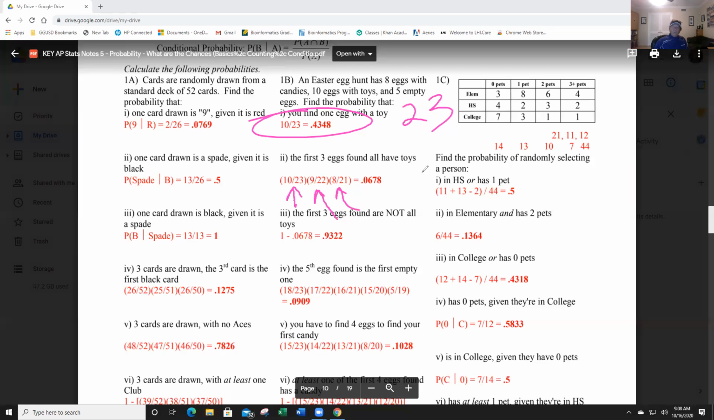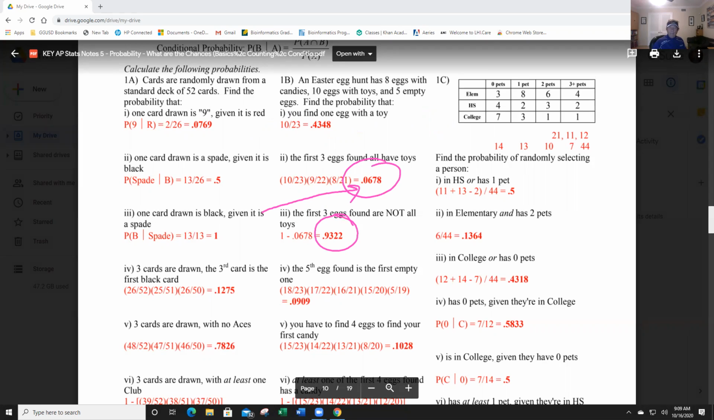Okay. The first 3 eggs all have toys. The next one is the complement of this. It's the complement. The first 3 eggs are not all toys. Well, if all 3 are toys, then not all toys would be 1 minus that particular decimal. Okay. All right. Item 4.